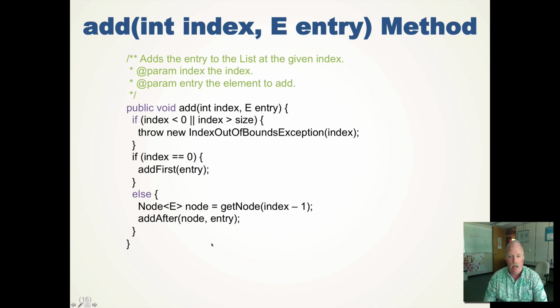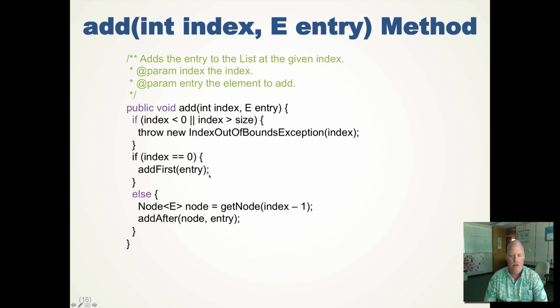The next method is add at the index an entry. We check the index to make sure it's within a valid range. We can't add at negative, and we can't add beyond the end of the list. If it's out of bounds, we throw an index out of bounds exception and give the index that was the bad answer. So now, if the index is 0, that means we want to add it first.